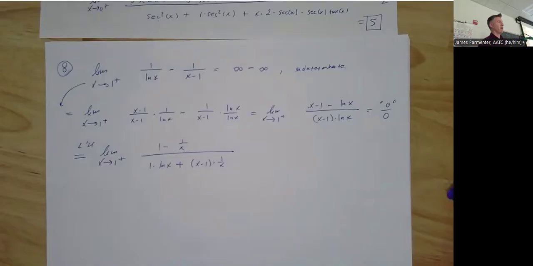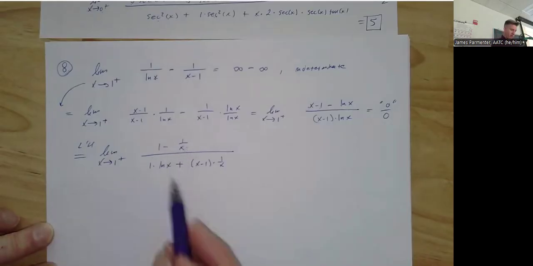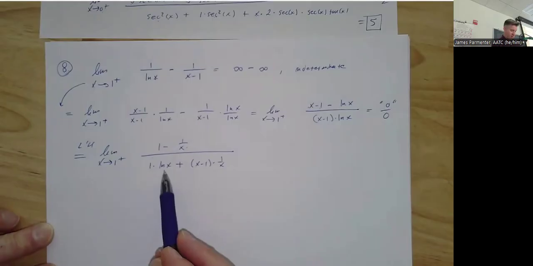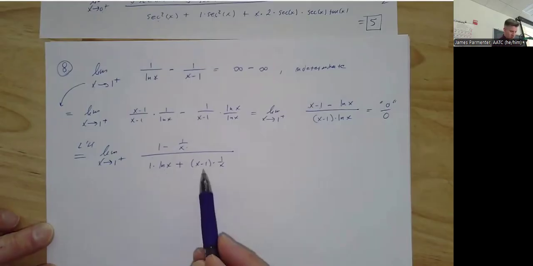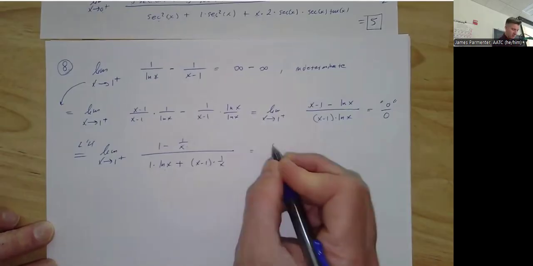It's easy enough to plug in 1 to see what happens. I don't think we need to simplify yet. So plugging in 1, I get 1 minus 1, which is 0, over natural log of 1, which is 0, plus 0 times 1, which is also 0. So 0 plus 0. So it's still a 0 over 0 type.